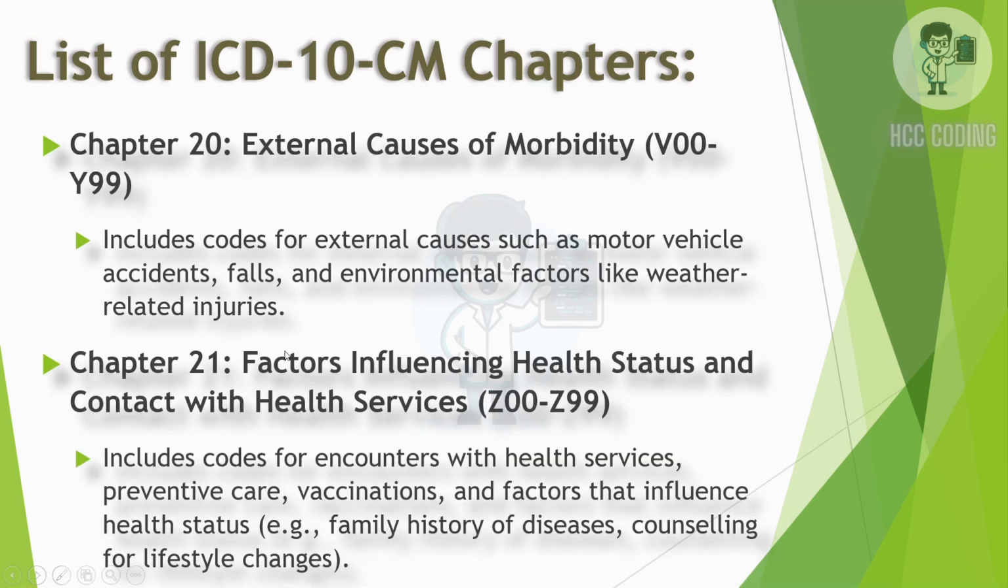And coming to chapter 21, factors influencing health status and contact with health services, which includes the category of codes from Z00 to Z99, where this chapter 21 consists of family history of diseases, encounter codes, health services, and vaccination related codes. Everything will be covered under chapter 21. All these are the list of chapters, what the chapter names are, what type of diseases each includes, everything we have seen.